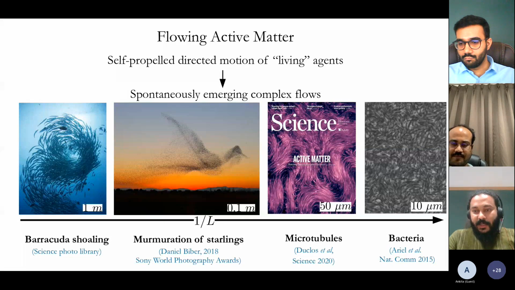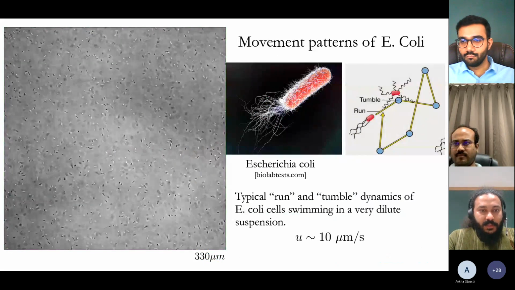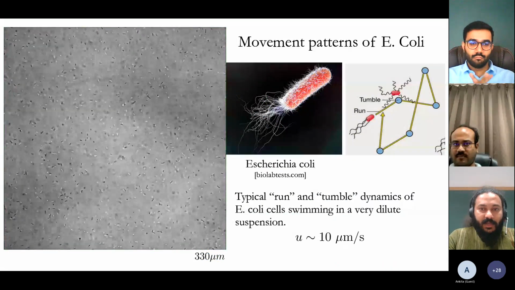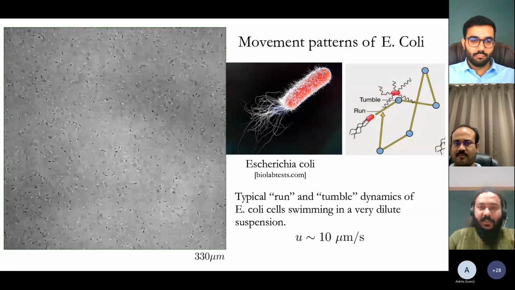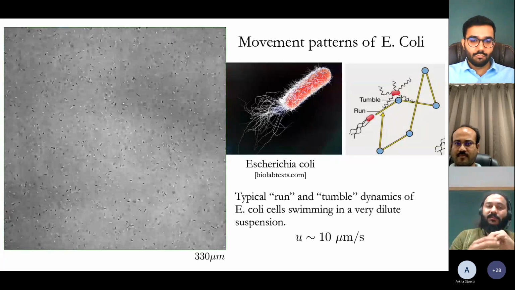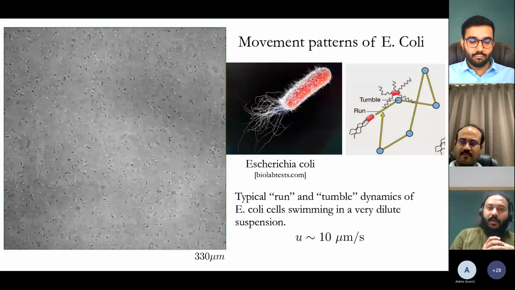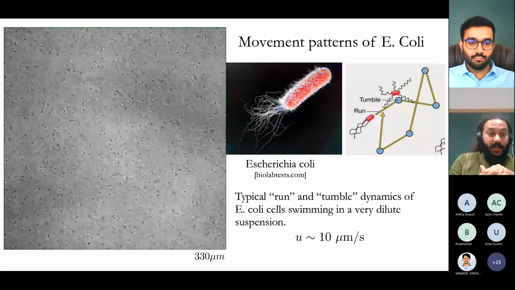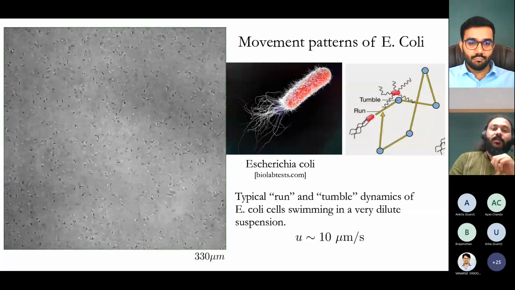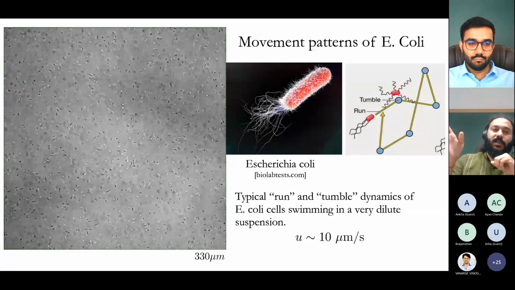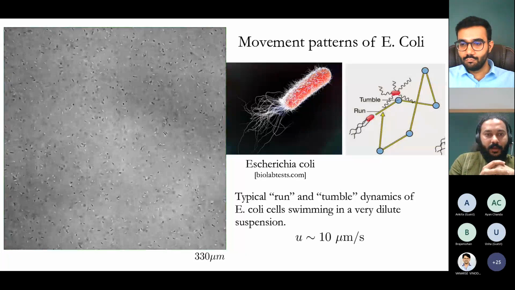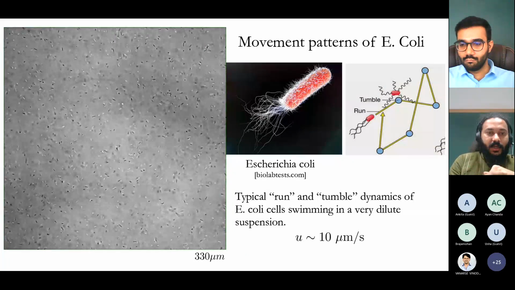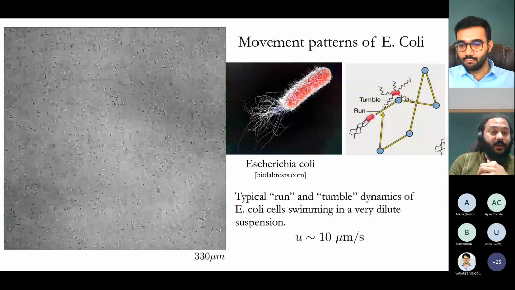For this talk, I'll speak about bacteria in particular. I want to start by showing you this movie, which we made recently. It's E. coli cells. E. coli is typically a rod-like bacteria, and it has flagella which push them. When they are in a dilute suspension, like the one you see on the left, they typically do a run and tumble motion. They move along a certain direction, and then they suddenly tumble and move in another direction. For this particular case, their velocity turned out to be roughly 10 micrometers per second.